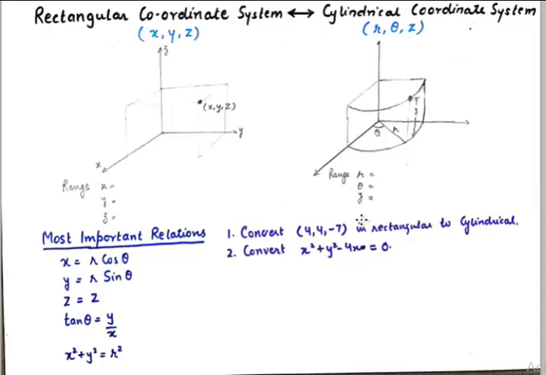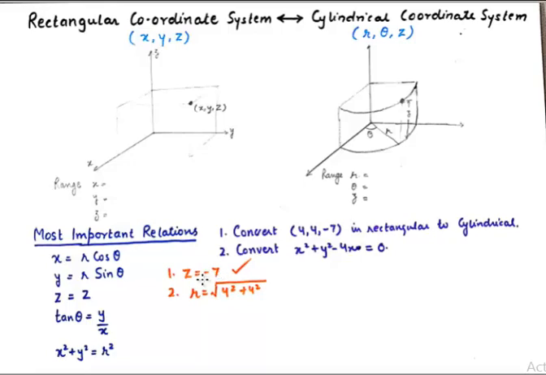So your first step will be to identify x, y, and z, which is very easy. Your x is 4, y is 4, and z is minus 7, which is pretty easy to comprehend. And once we know this, we need to find r, theta, and z. That will give me my point in a cylindrical coordinate system. So that's what the first question is all about. Now you can clearly see that your z is minus 7, so it remains minus 7 as it is. So the first step will be to write the value of z as minus 7 as it is.